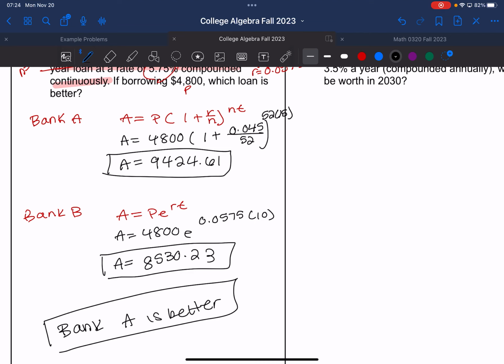8,530.23. Well, in that case, which bank's better? Bank B, because you're paying less. Okay. Everyone still got that 9,000 number for A?